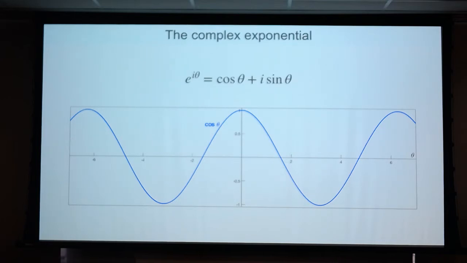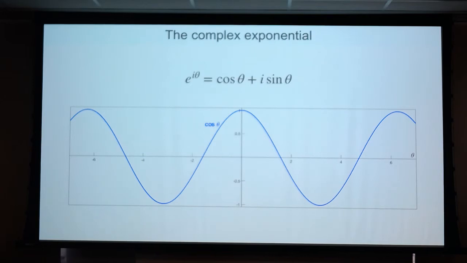Now the reason I'm talking about e to the x is that there is this thing called the complex exponential function. That is, if we say e to the x, where x is actually a complex number, then interesting things happen. e to the i theta is equal to cosine theta plus i sine theta.